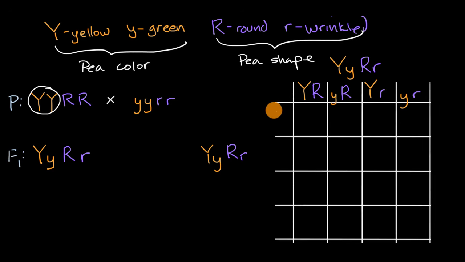So let me just write that down. They could contribute capital Y in two of the scenarios. They could contribute a lowercase y, or the green allele, in two of the scenarios.